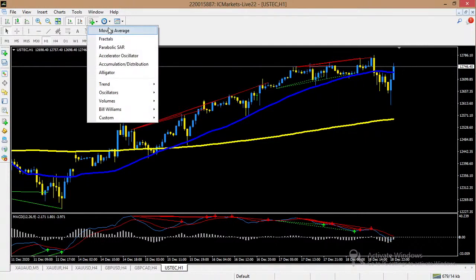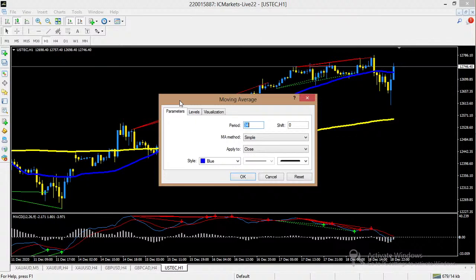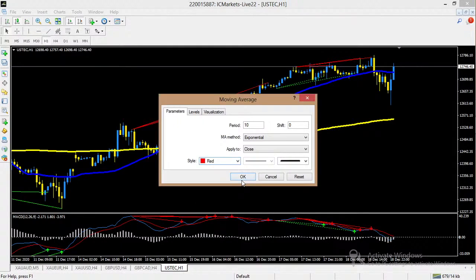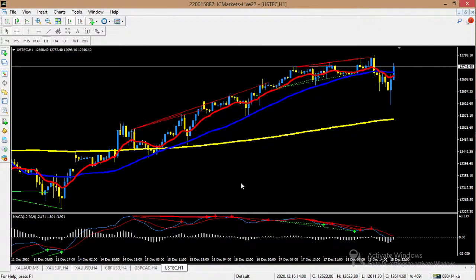Select indicators list, then you choose 10 moving average, then you set the method to exponential. I would like to use the red color. So this is the secret. With these settings now, you can be able to determine where you make your entries from.